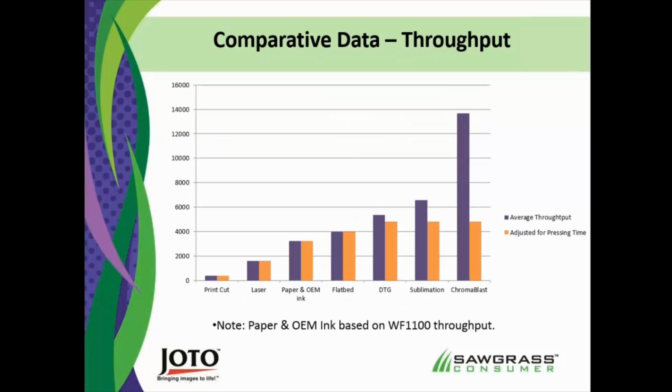When you look at throughput, throughput's how fast it goes through the system. And you can see sublimation, again, pretty quick. It ranks up there pretty highly with some of these other products. Print cut's fairly slow. Sublimation's pretty fast.